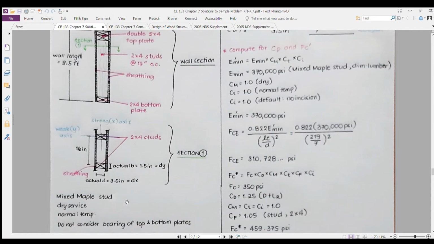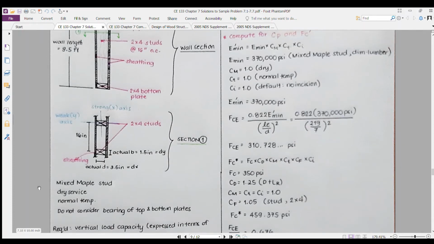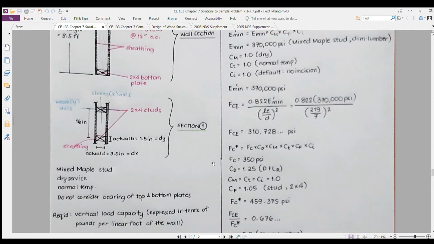Other details were given to us, such as the type of wood that will be used is mixed maple stud. The studs will experience dry service condition as well as normal temperature conditions, and we also do not consider the bearing of the top and bottom plates. So our requirement is the vertical load capacity expressed in terms of pounds per linear foot of the wall.